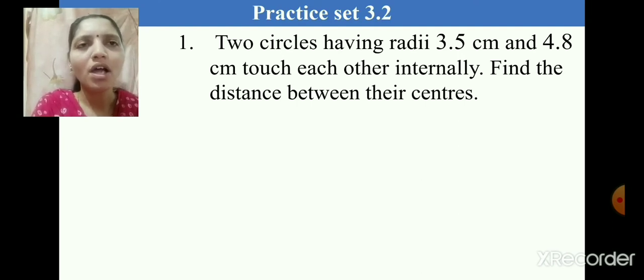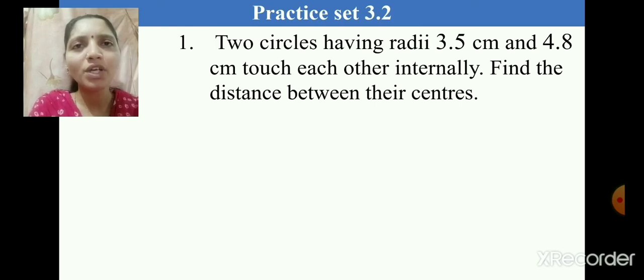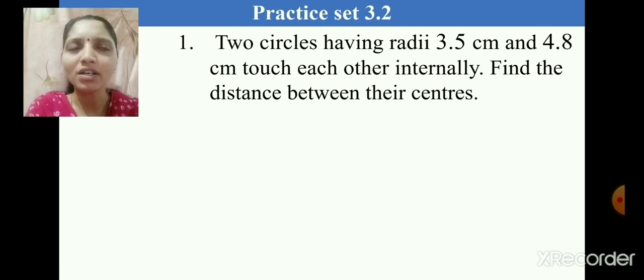First sum. Two circles having radii 3.5 cm and 4.8 cm touch each other internally. Find the distance between their centers. Just now we have seen that if the circles are touching externally, the distance between their centers is the sum of their radii, and if the circles are touching internally, the distance between their centers is the difference between their radii.